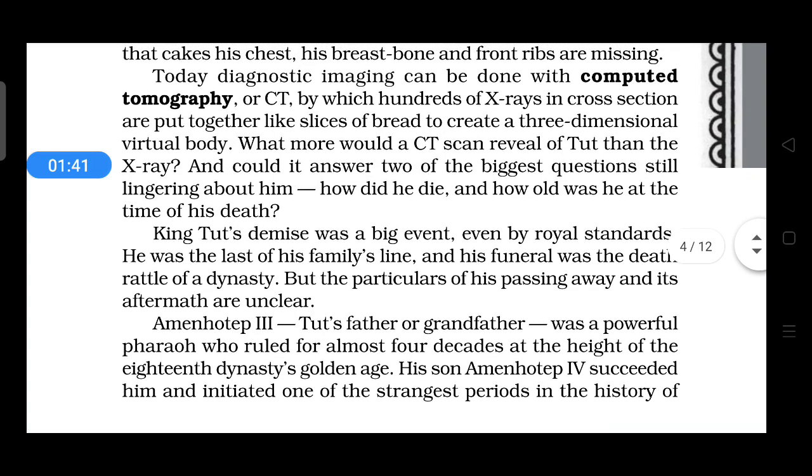Today diagnostic imaging can be done with computed tomography or CT scan, by which hundreds of x-rays in cross-section are put together like slices of bread to create a three-dimensional virtual body. So in this particular method, we can create the 3D virtual body in the computer.